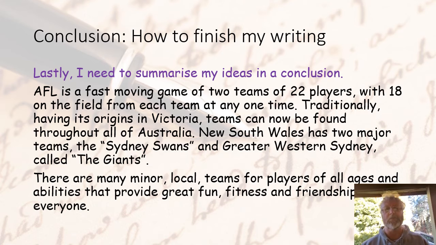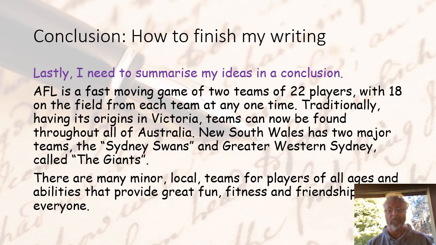And so how do I finish my writing? Well, this is my end to my writing. You would obviously do your end to your writing about your idea. AFL is a fast-moving game of two teams of 22 players with 18 on the field from each team at any one time. Traditionally, having its origins in Victoria, teams can now be found throughout all of Australia. New South Wales has two major teams, the Sydney Swans and Greater Western Sydney, called the Giants. There are many minor local teams for players of all ages and abilities that provide great fun, fitness and friendship for everyone.